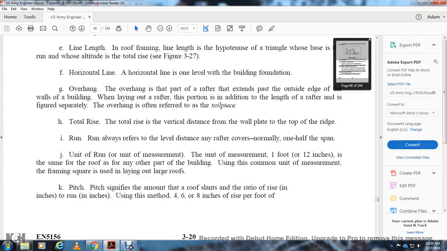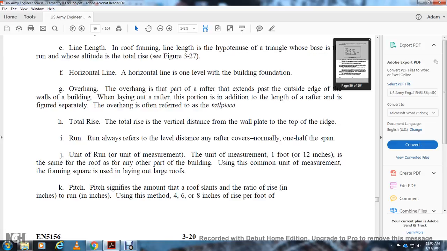Total rise is the vertical distance from the wall plate to the top of the ridge. The run always refers to the level distance. A rafter normally covers 1/2 span. Unit of the run, unit measurement: the unit measurement is 1 foot, or 12 inches, and the same applies to the roof and any other part of the building. Using common unit measurement, the framing square is used for the layout of the larger roofs.